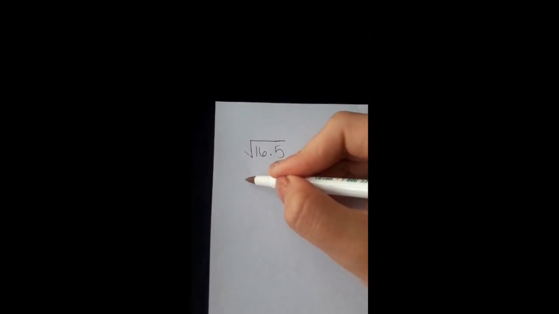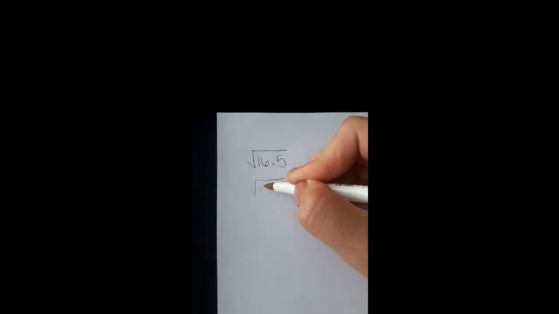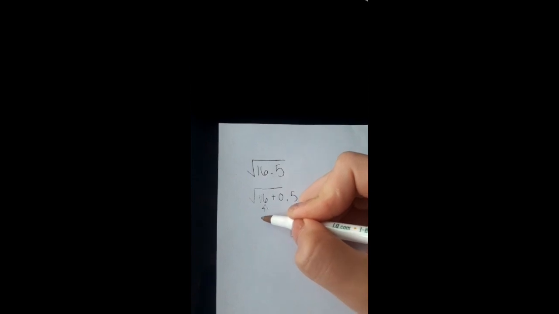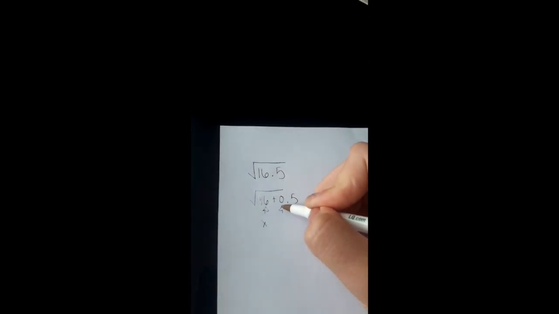Hello, so today Fabian and I will teach you how to approximate using differentials. Problem: square root of 16.5. We're going to separate it in two, which will give you the square root of 16 plus 0.5. This number will be our x, and this number will be our dx.